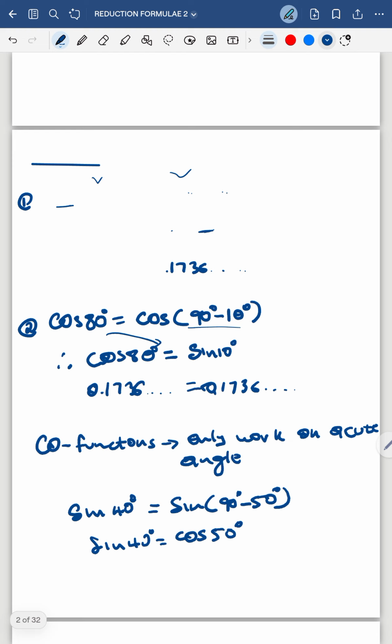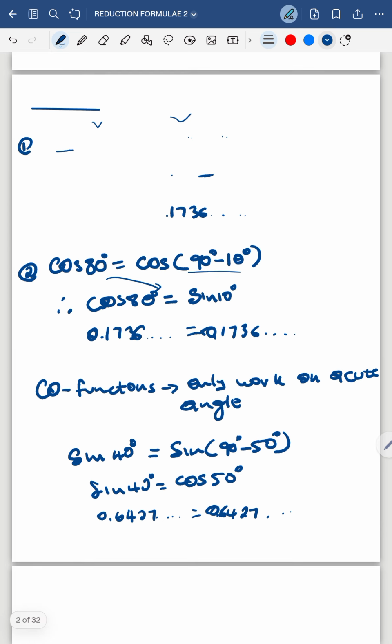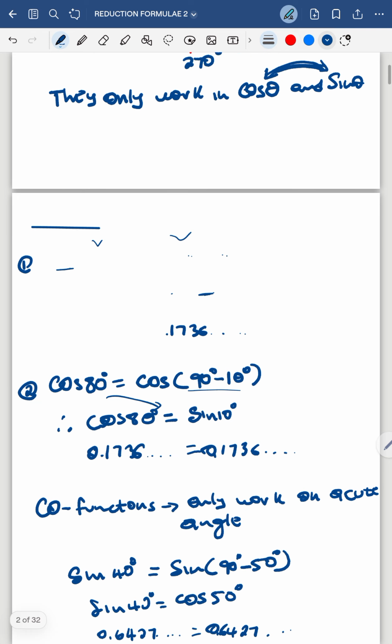Sine 40 degrees is going to be equal to 0.6427 or 428. Then you come to cosine 50. If you click on cosine 50, it's going to be the same number, 0.6427, and so on. So these are the same numbers. We call them cofunctions, so they are equal.